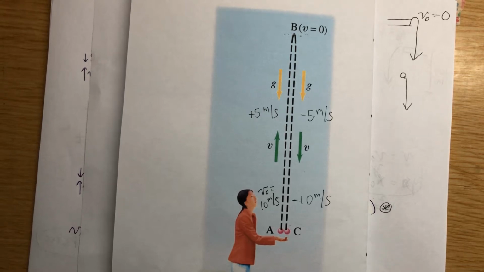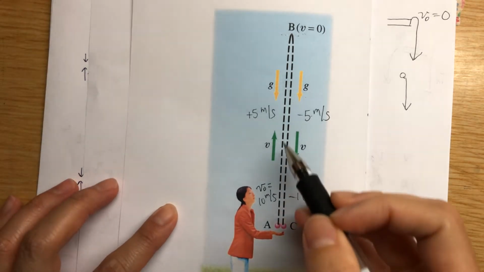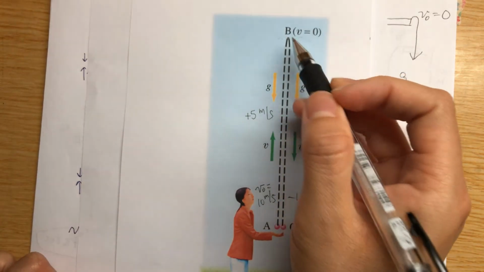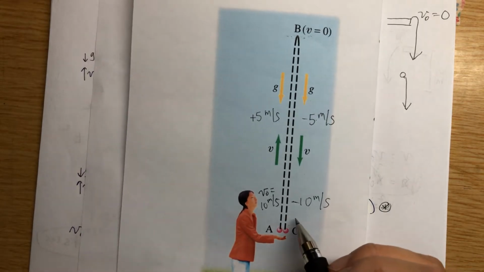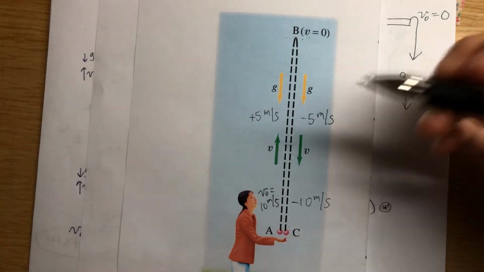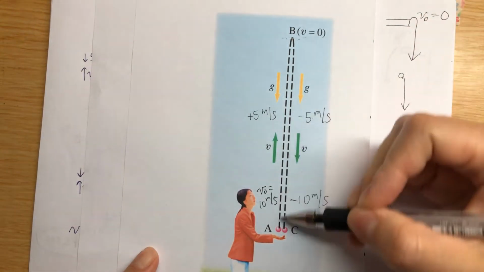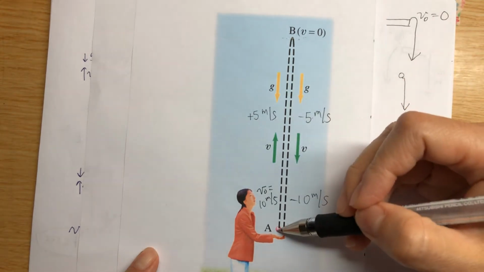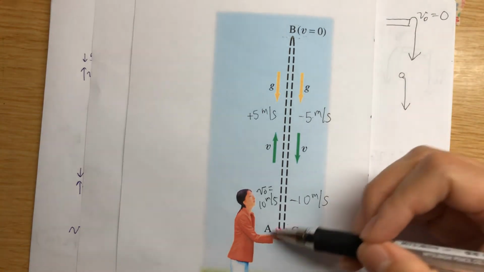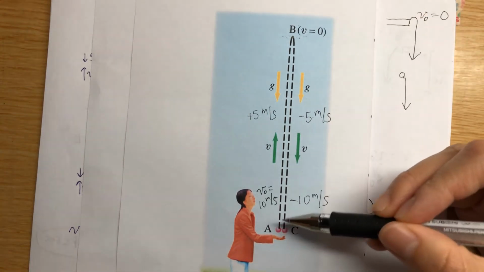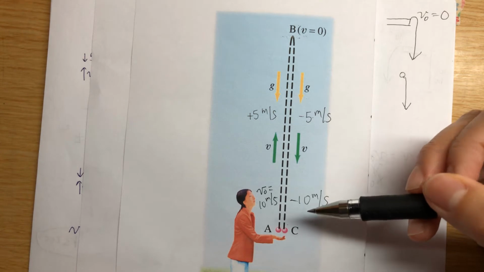Okay, so let's do part A. Calculate how high it goes. Ignore air resistance. So we want to calculate how high this ball goes. For these problems, you can pick how much of the path you want to look at. You can just look at the ball going up, or just from the top to down, or the whole path.